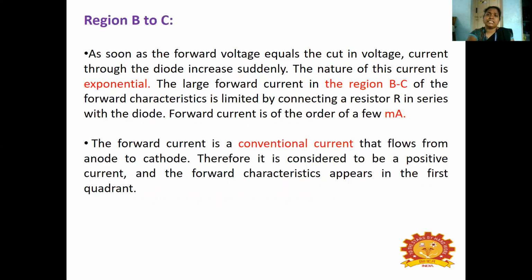And you can see there is an exponential increase in the current. When the forward bias is given, there is an exponential increase in the diode current with the voltage. And this is in terms of milliamps. That is what the B to C region will have.